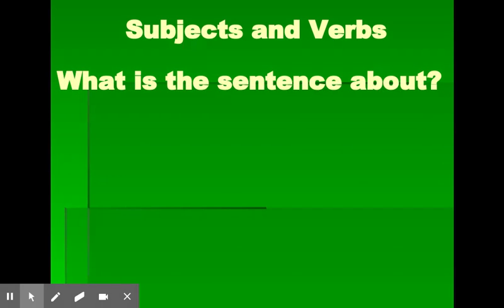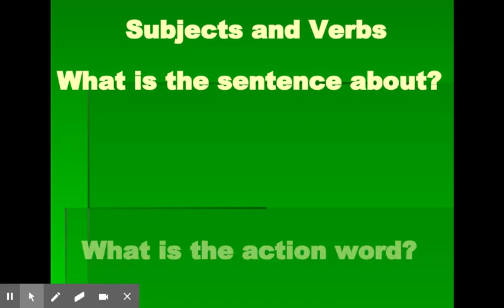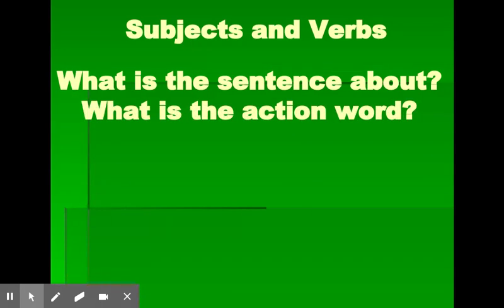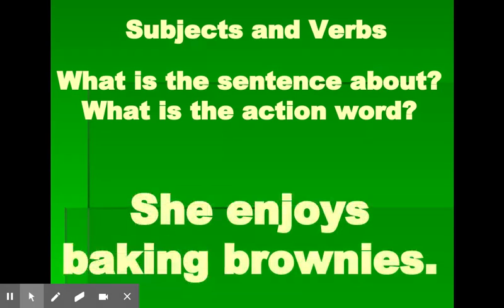So when you're asking about a subject, you're really asking, what is the sentence about? And when you're asking about a verb, you're asking about the action word. So I have an example for you there, and it's "she enjoys baking brownies." Now, right off the bat, I would say about 3/4 of you, if I asked you what the verb was in that sentence, 3/4 of you would say it's the word "baking." But in fact, it is not "baking." It's actually the word "enjoys."